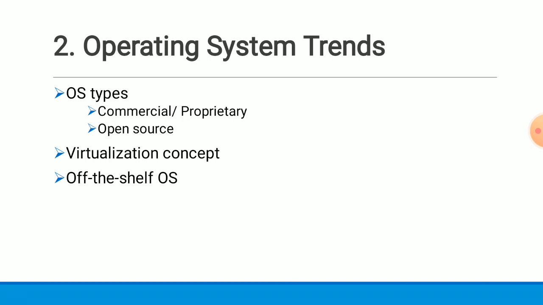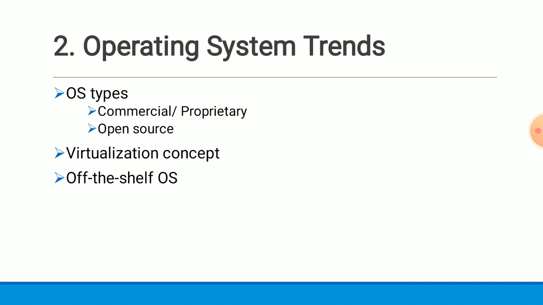Then most operating systems bring the virtualization concept by replacing the monolithic architecture with the microkernel architecture. Microkernel architecture means only the essential services are in the kernel and the rest are installed as services in the user space. So nowadays most operating systems bring this virtualization concept into picture. Next trend in operating systems is off the shelf operating systems. Off the shelf operating systems for dedicated devices are a new trend in embedded system computing.